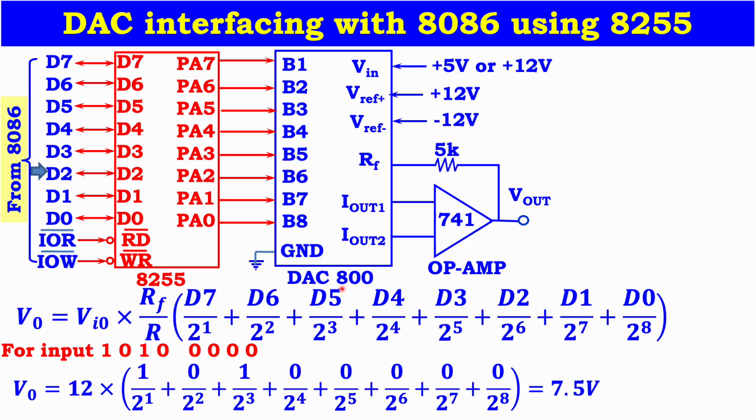Once again I am repeating, students, please understand carefully. The DAC is converting the digital to analog output, whereas the 8255 is used for the interfacing, connecting the DAC and the 8086. This is the thing. Now let us see the program.